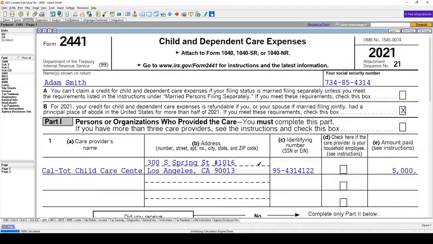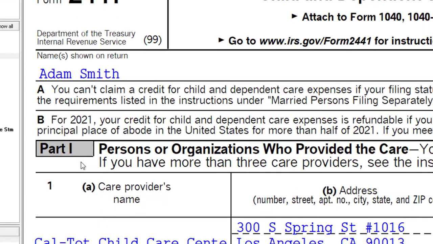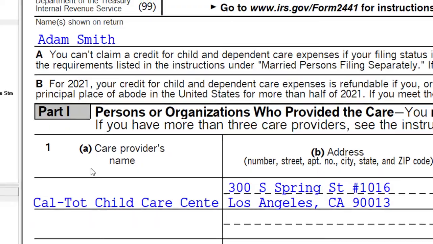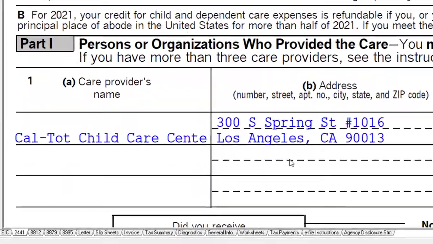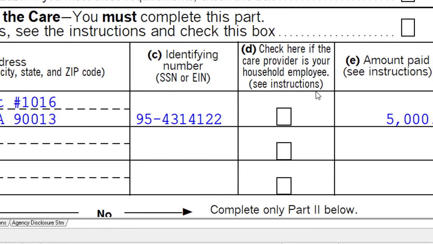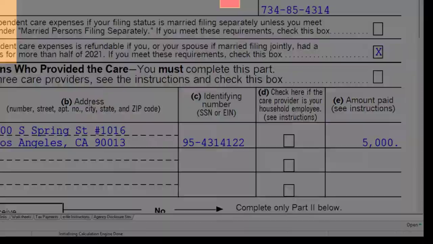If we take a look at line one here, so this is the Form 2441. Here's Part 1, where we have the persons or organizations who provide the care. So we got the information, we just made up a place here, and there's the address, and there's the identification number that we would need. And then check here if the provider is your household employee, and then the amount that was paid.